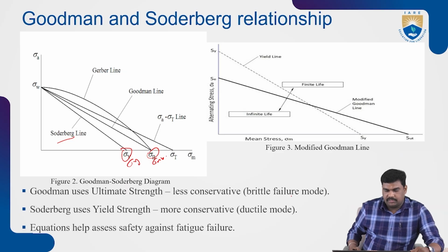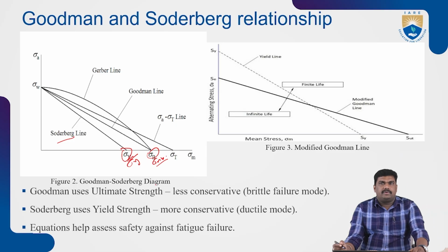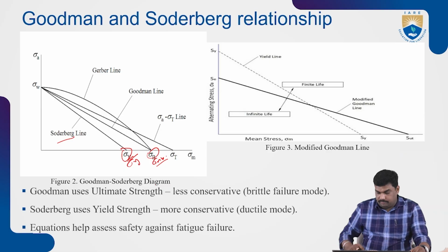These equations help ensure safety against fatigue failure from fluctuating stresses. You have the Goodman line in the same diagram, with sigma W and the yield strength. Up to yield strength it is the Soderberg line. Up to ultimate strength it is the Goodman line. From the material point of view, Soderberg is for ductile mode, and Goodman is for brittle failure mode.